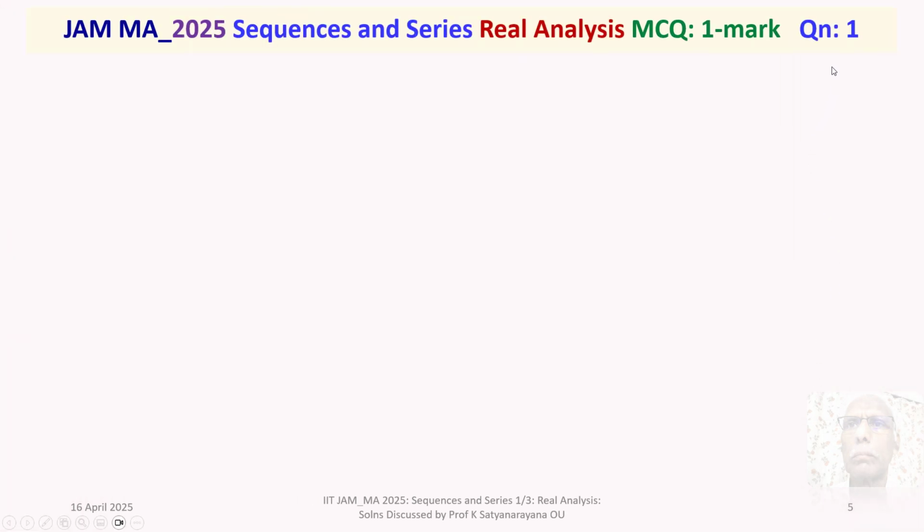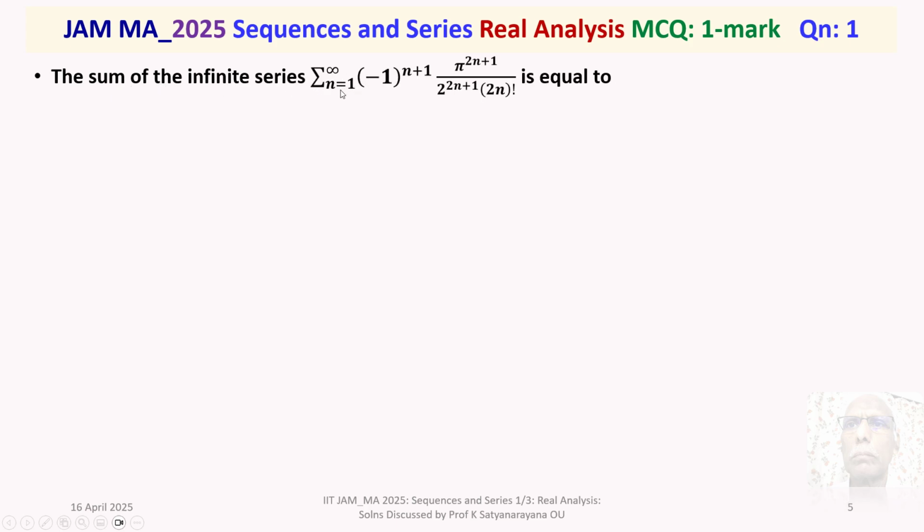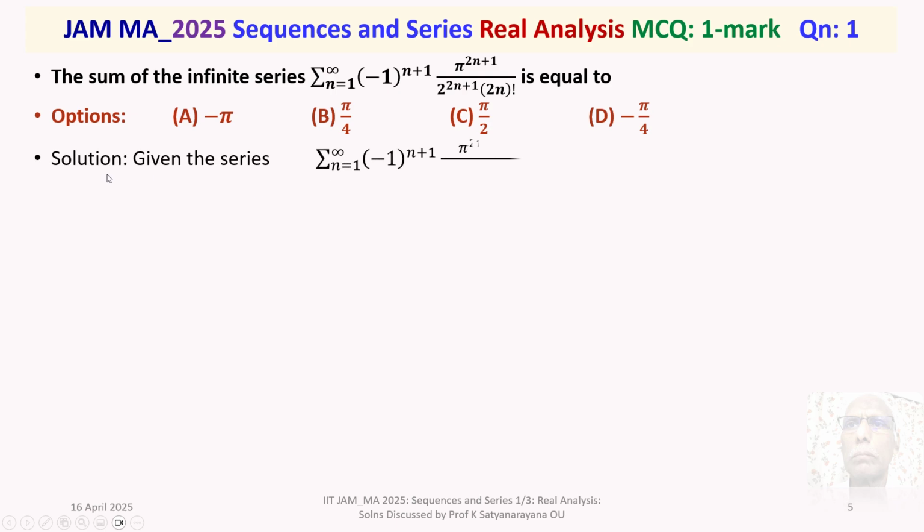This is the question number 1 in that question paper, and it is an MCQ for 1 mark. The sum of the infinite series sigma n equals 1 to infinity, (-1)^(n+1) times pi^(2n+1) divided by 2^(2n+1) times (2n)! in the denominator itself, is equal to. We are given 4 options. Let's now discuss the solution of the problem in detail.